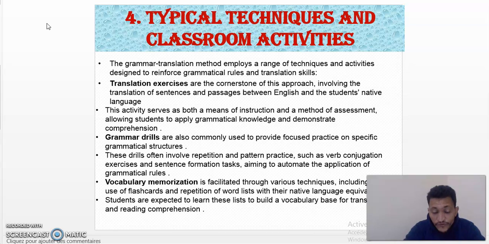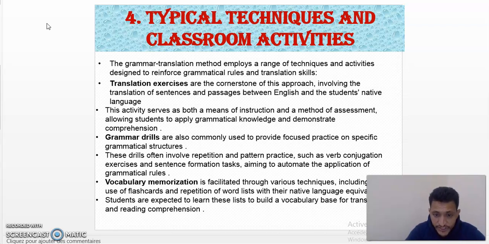These drills often involve repetition and pattern practice, such as verb conjugation exercises and sentence formation tasks, aiming to automate the application of grammatical rules. So what's the aim of these drills? It's for students to apply the grammatical rules. That's the main aim of these grammar drills.